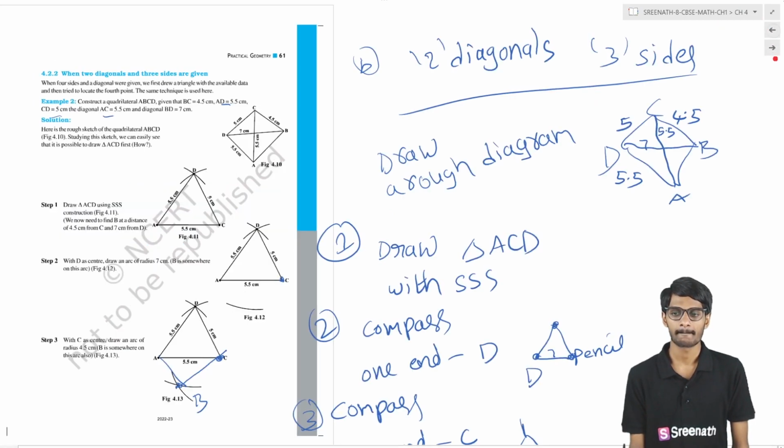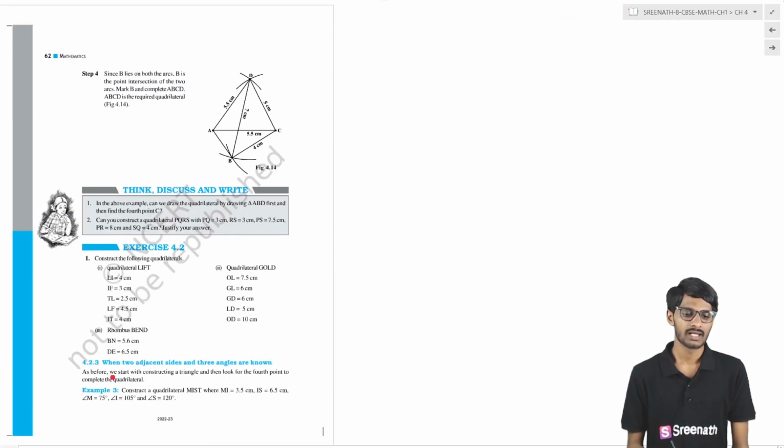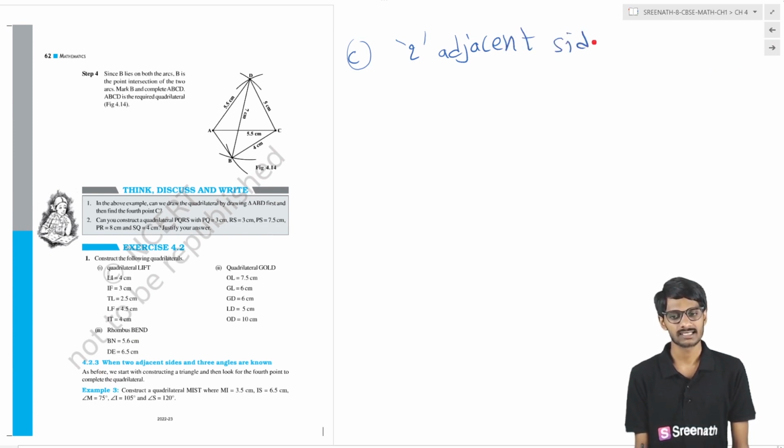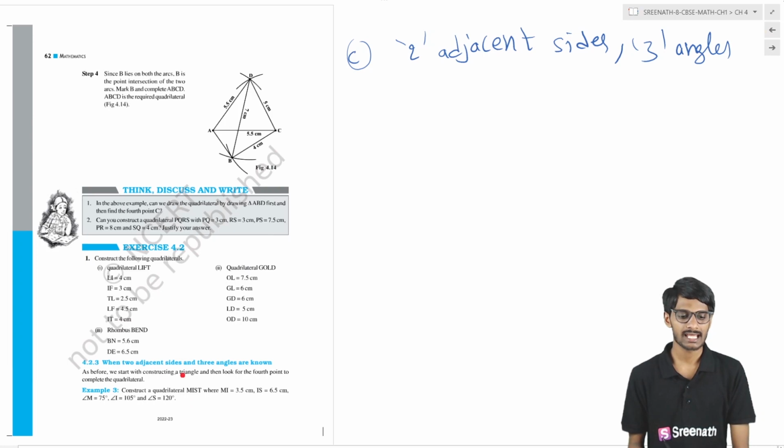Next thing is, see, what happens when two adjacent sides and three angles are given? How to draw in this case, when two adjacent sides and three angles are given? So take an example like that. This is the information they have given.